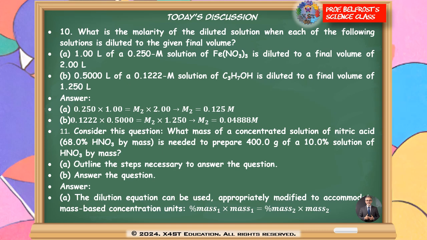Okay, so the slide. Number 11. Consider this question. What mass of concentrated solution of nitric acid, which is 68% nitric acid by mass, is needed to prepare 400 grams of a 10% solution of nitric acid by mass? There are two questions that you need to answer. The first one is to outline the steps necessary to answer this question. The second one is to answer the question by using the steps that you have outlined.